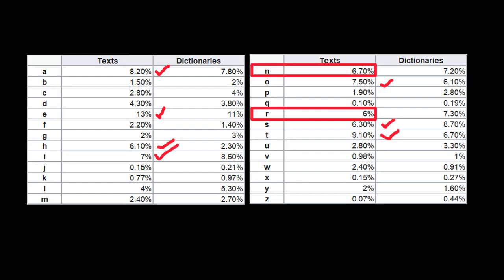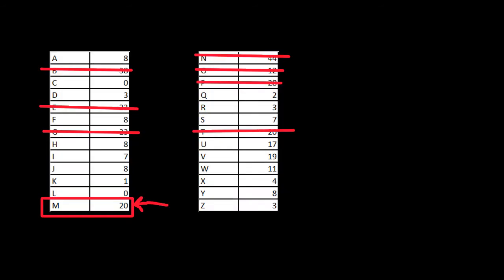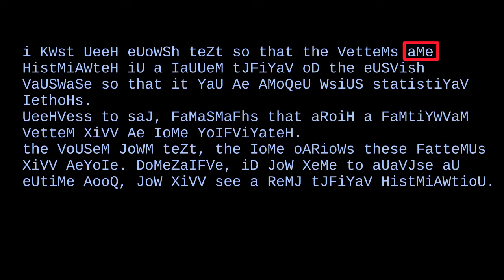So you know there are two other high frequency letters in the English language, N and R, and they haven't been accounted for yet. And as you can see, M has a frequency of 20 and AME looks like a tail. So we can assume it's R. So let's do the replacement. And if you're wrong, we can always go back.